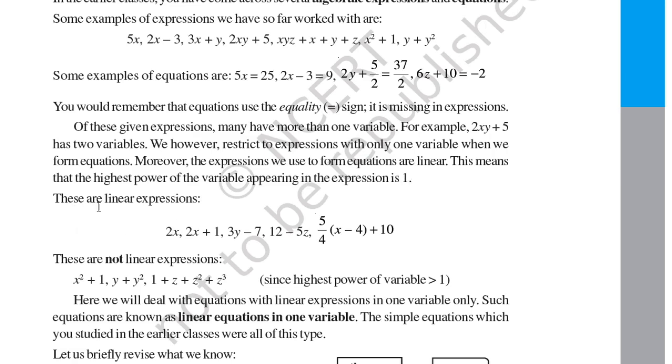So these are the linear expressions. You can see 2x is linear because the power of x is 1. So 2x is a linear expression. 2x plus 1 is also linear. Here all are linear expressions. 5 by 4 multiplied by x minus 4 plus 10 is also a linear expression.